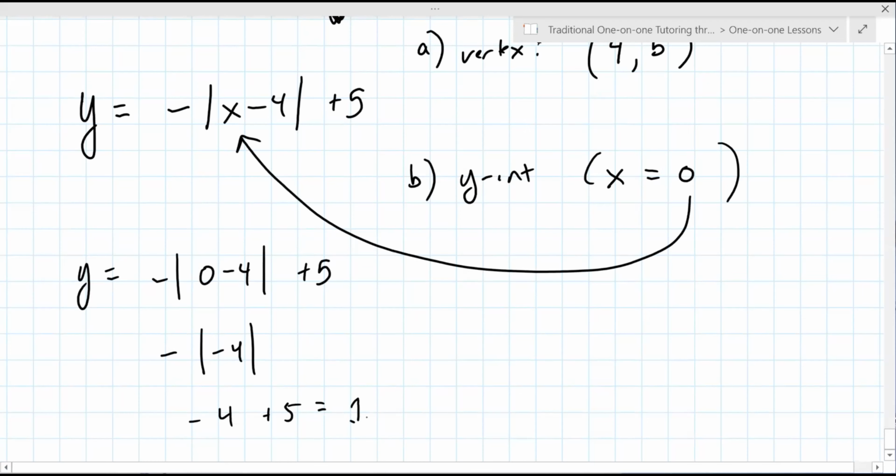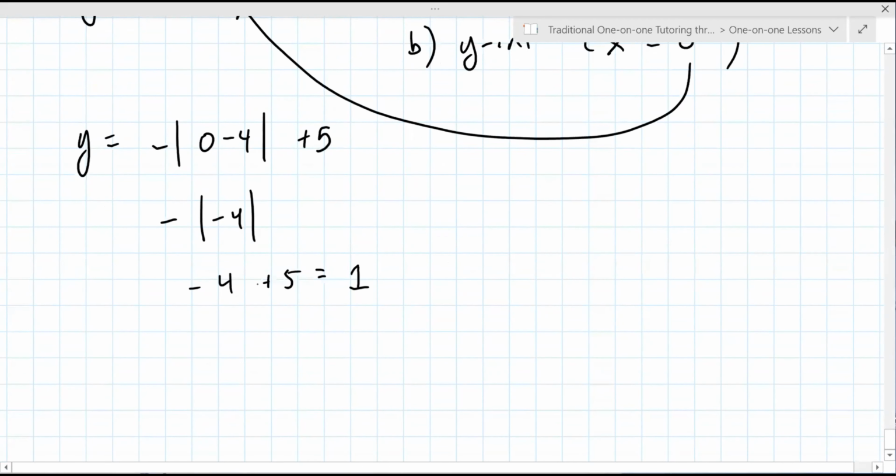I think it's 1. You got negative 4 plus 5. This negative comes from the outside. So you have to take the absolute value first. I just looked at that wrong. A negative inside the absolute value will make it positive, but there's still a negative on the outside making it negative. That's right.